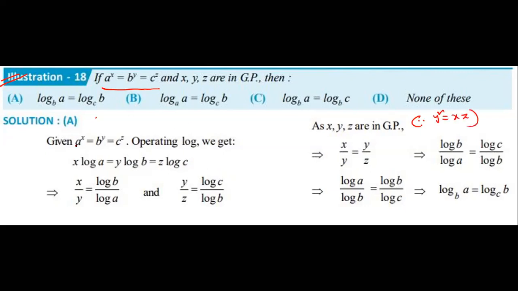Leave it. Now, a power x is equal to b power y is equal to c power z. Apply logarithm on both sides, that is the meaning. Clear? Why? Because logarithm of a power m, how many of you remember, anyone? m into log a. Apply this formula. So apply logarithm on both sides. Log a power x, log b power y, log c power z. That is the meaning. So we can get this: x into log a is equal to y into log b is equal to z into log c.